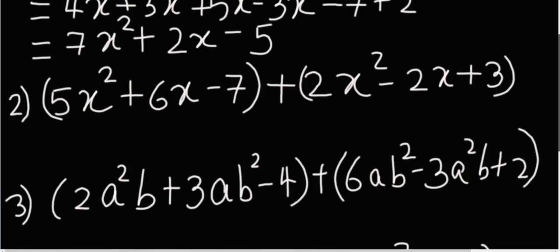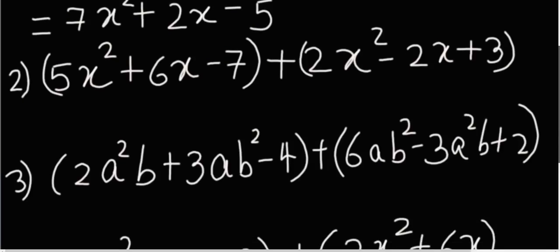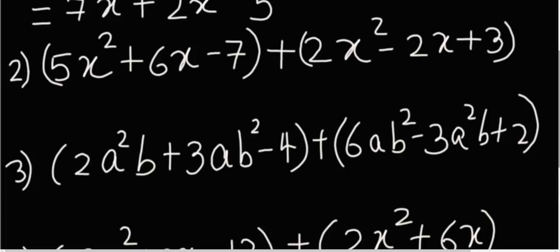And now the second one, 5x square plus 6x minus 7, and 2x square minus 2x plus 3. You can pause the video, copy it down and do it with me, because here we are going to do just the final step. We are not going to put the like terms together and all that. So here the like terms are 5x square and 2x square. So 5 and 2 is 7x square.